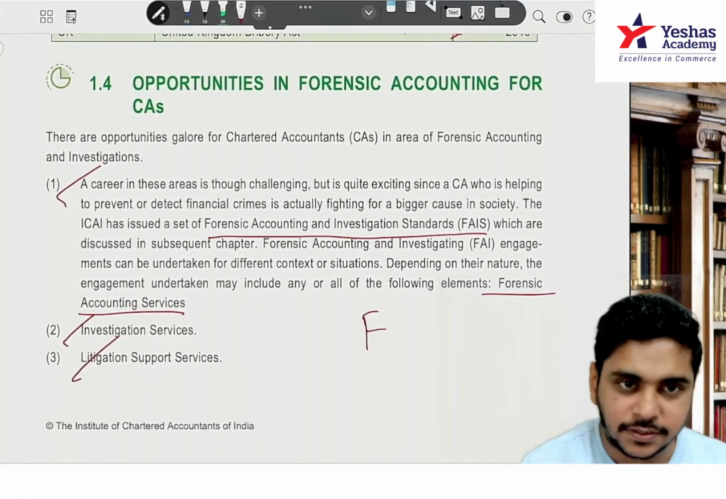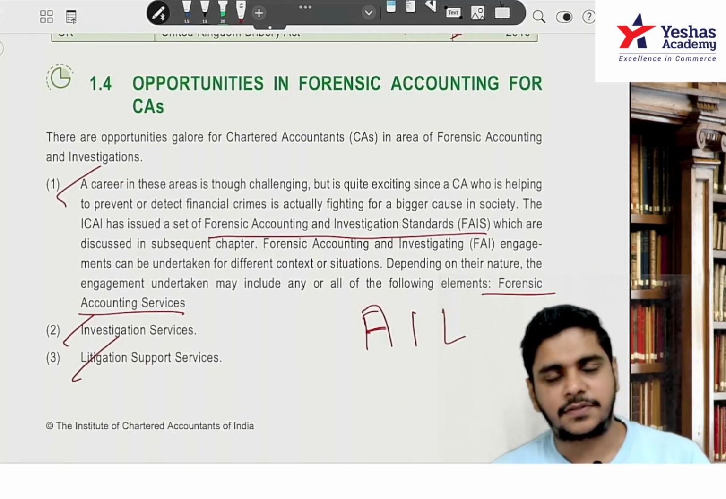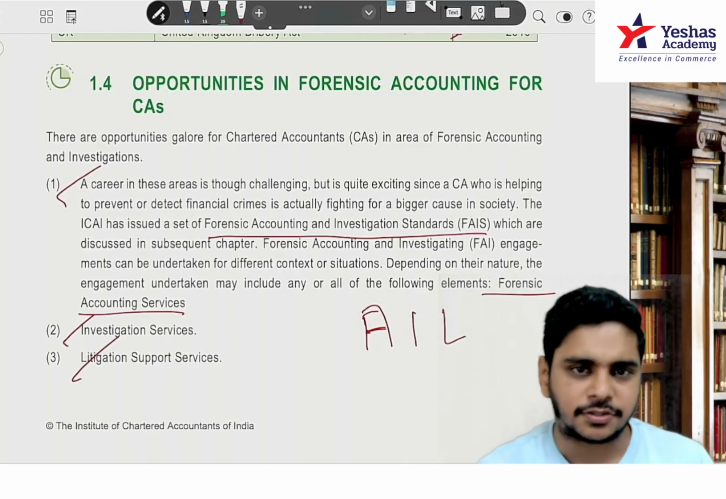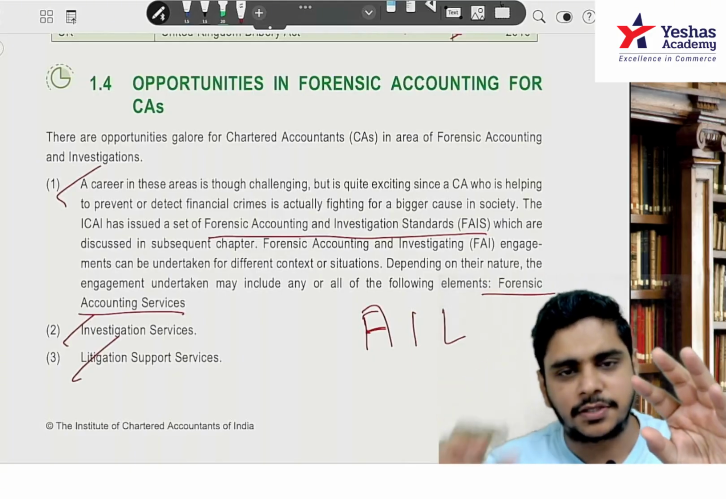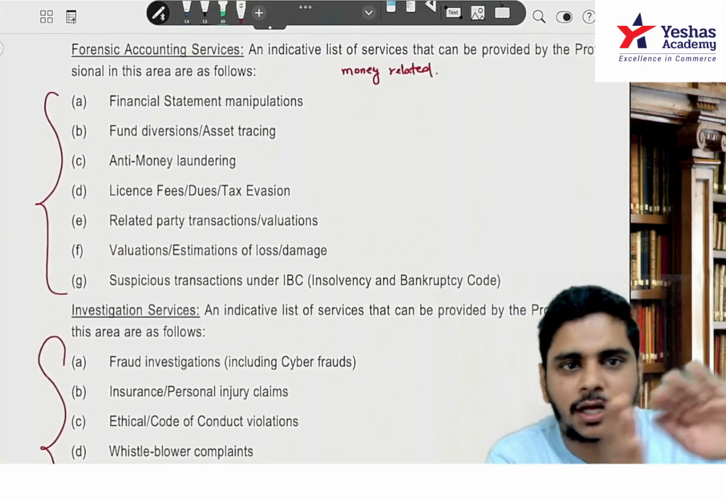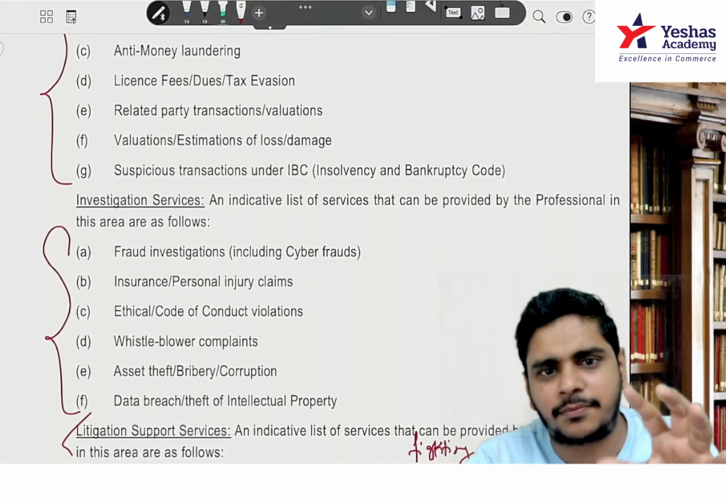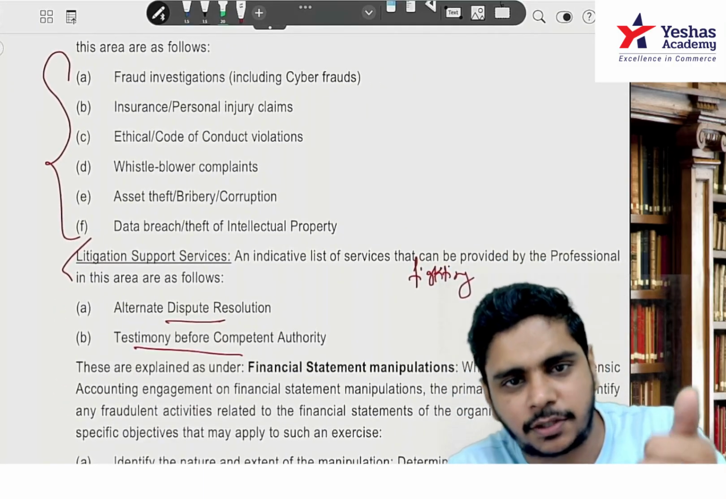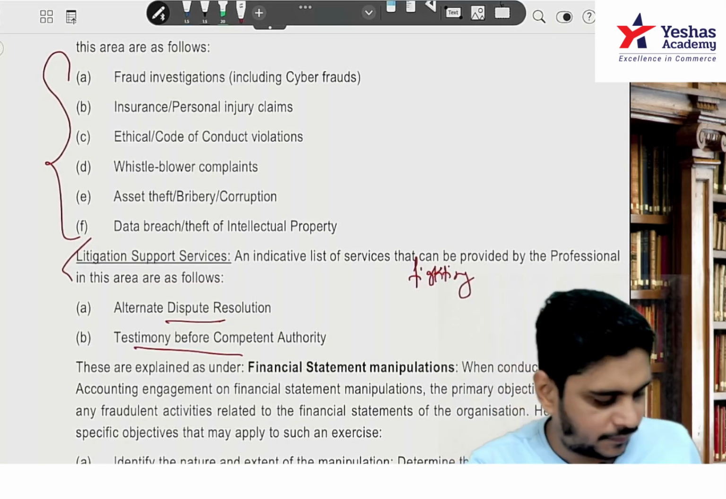We call this AIL: accounting services, investigation services, litigation services. In accounting, they can ask us to identify in an MCQ: money-related things fall in accounting services. If some fraud has happened, some complaint or corruption is there, that will be in investigation. Fighting will be in litigation. Litigation will be two things: one is dispute, the other is testimony. Just remember these two, and the rest will fall in A or I. Please write there AIL.